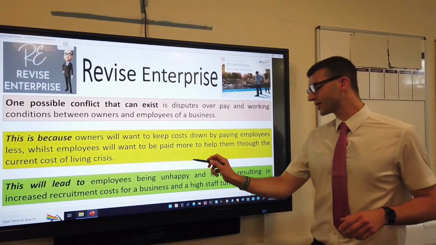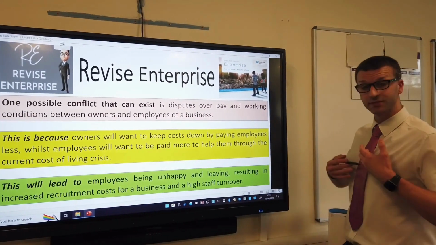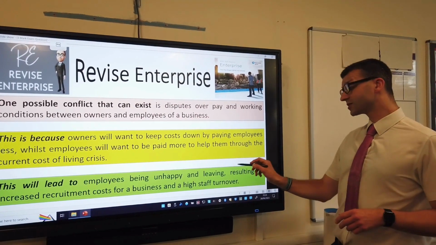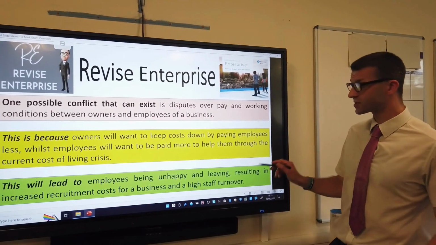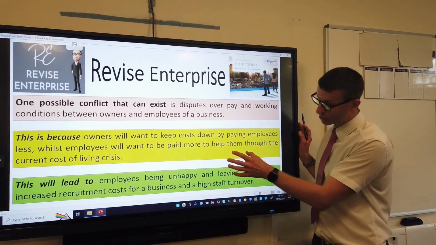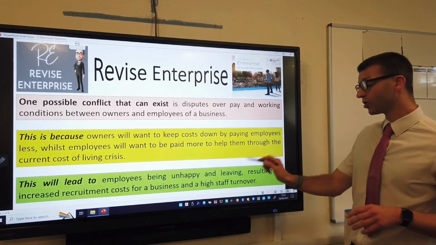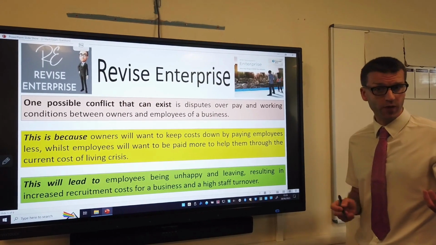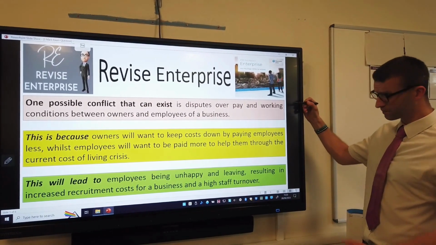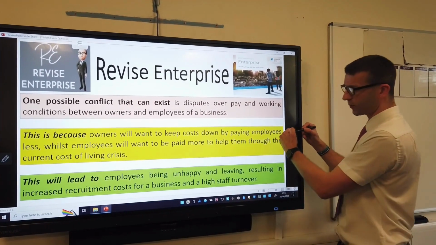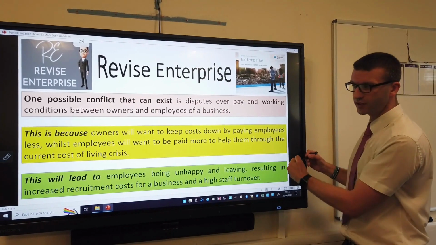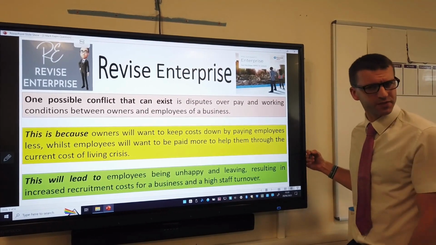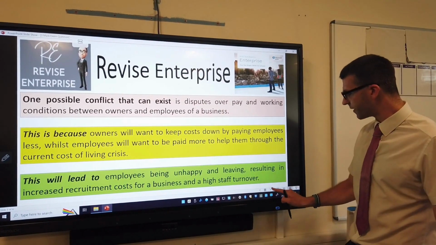Well, employees are going to be unhappy potentially if they're not able to get a raise. It could potentially result in them leaving the business, which will result in more recruitment costs for a business, and it will also result, another bad thing, in high staff turnover as well. So again, you've made your point in the red, you've explained your point in the yellow, and then finally in the green, you've explained what it will lead to for the business. Hope that was really helpful for you.